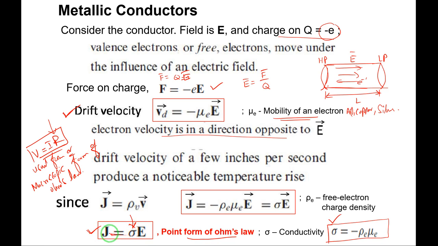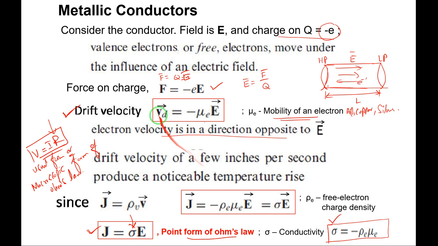If the conductivity increases, the current density increases, right? If the conductivity of the material decreases, the current density decreases. They are directly proportional. And with respect to the field, if the intensity of the field is more, the current density increases. If the intensity of the field is less, the current density decreases. So this equation J equal to sigma E, we call the point form of Ohm's law, where sigma is the conductivity of the material or metallic conductor, right?